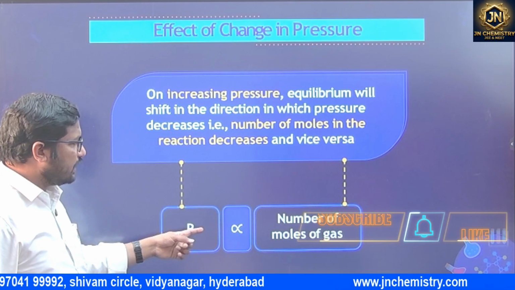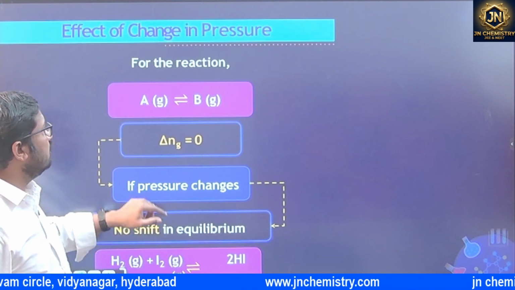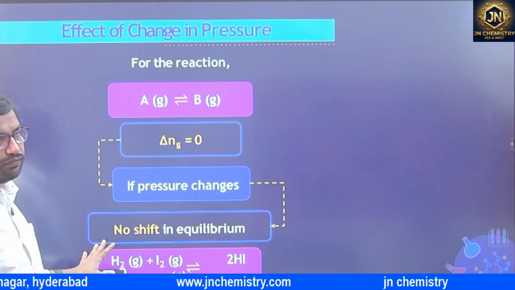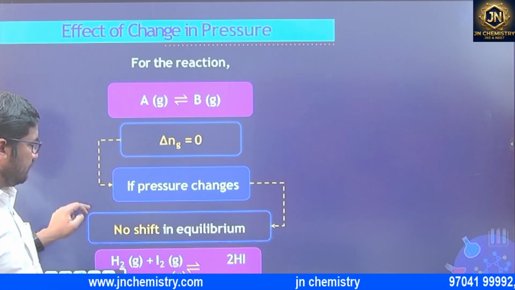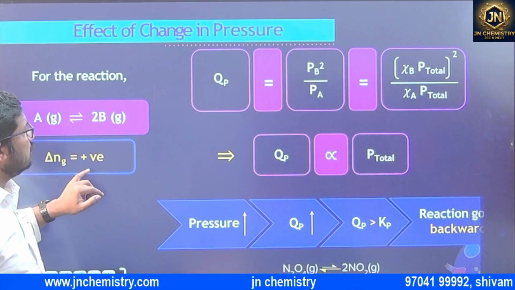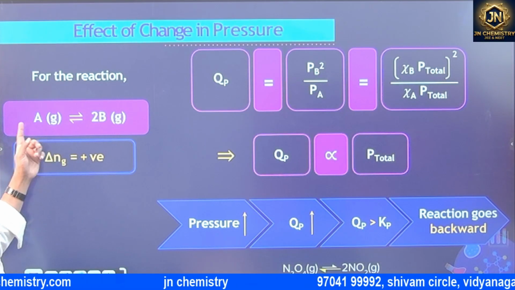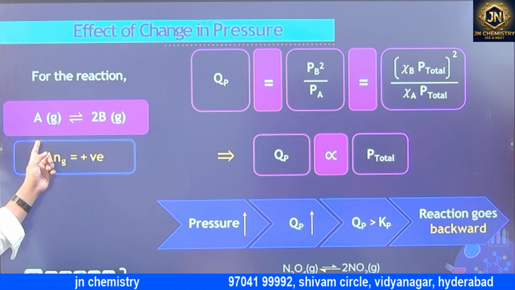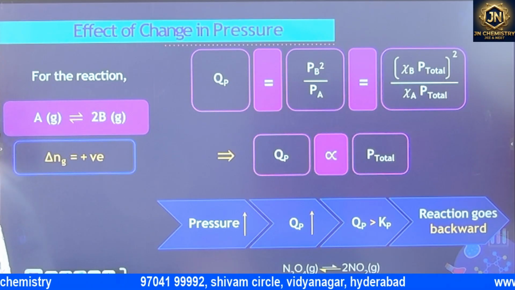So pressure increases means shift towards the side with fewer moles of gas. Simply try to understand: if delta Ng is equal to 0, there is no shift because the number of moles in both cases is the same. Next, in this case, more number of moles to less number of moles means the backward direction takes place. Simply the reaction goes to the backward direction.